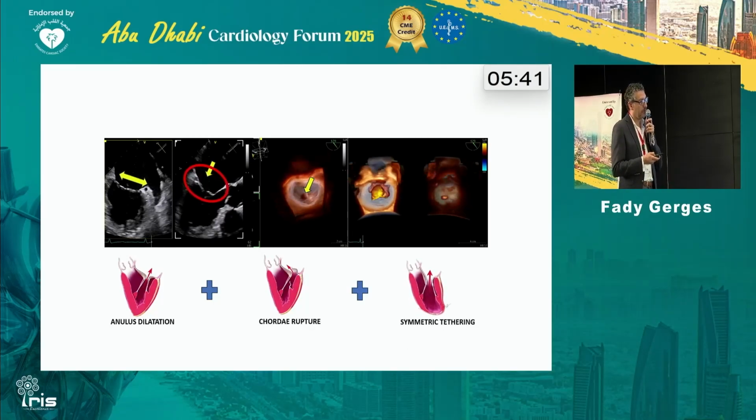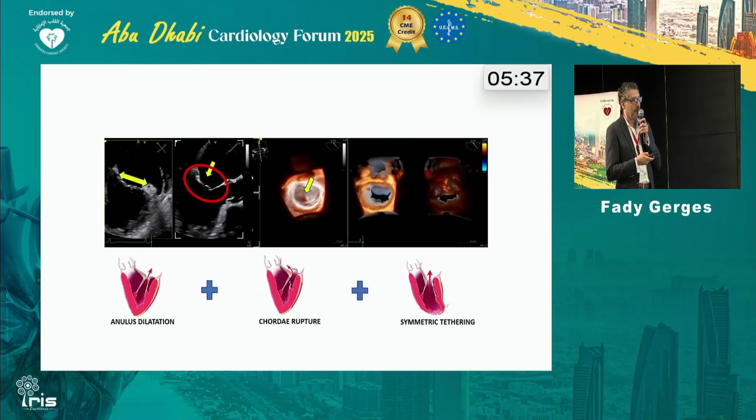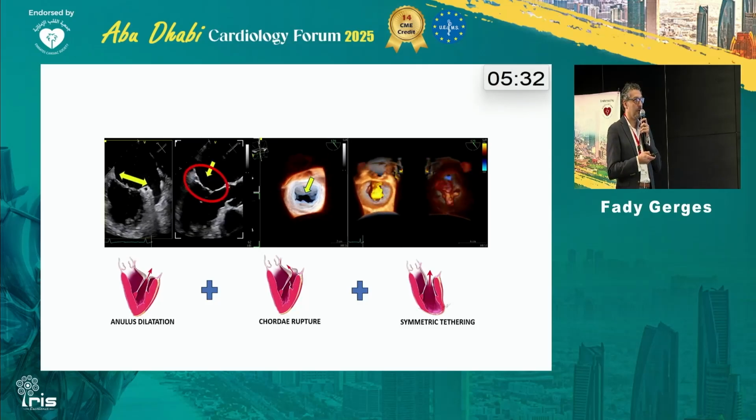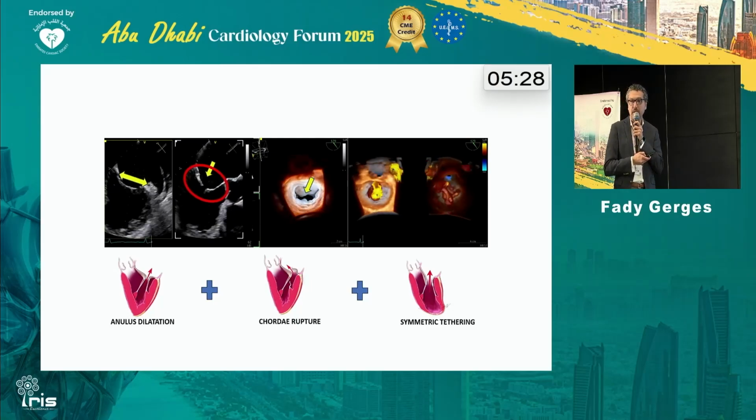However, this is a patient who has dilated or ischemic cardiomyopathy, and usually they will have tethering. And specifically, this patient has DCM. That's why the regurg is central, and it's not eccentric as the regurg would be when the patient has flail or prolapse.